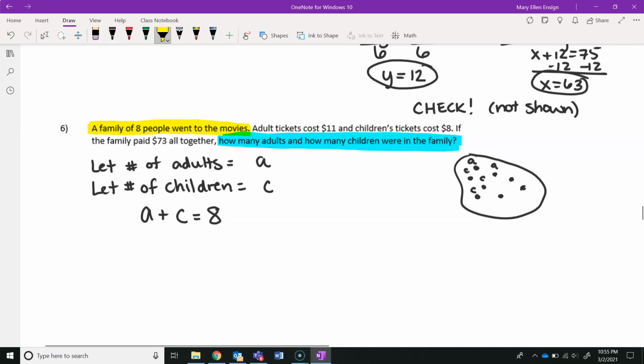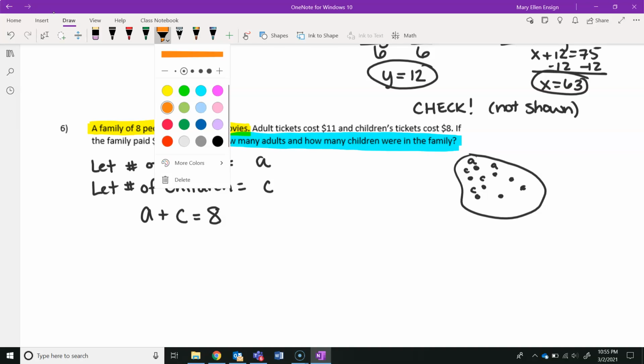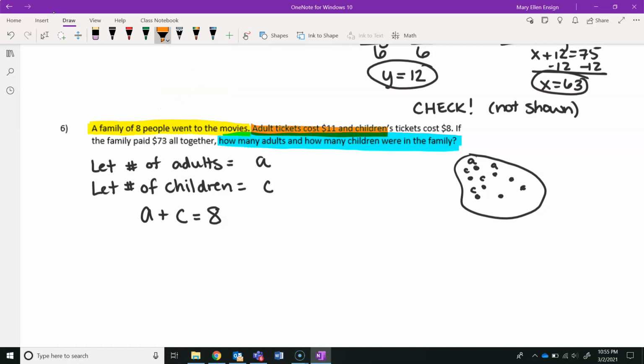Okay, now, hopefully you're already anticipating that now I'm going to look at the second sentence and the beginning of the third one. That's what I'm going to use to find my next equation. So adult tickets cost $11 and children's tickets cost $8. Okay, so adult costs $11, children's costs $8. If the family paid $73 altogether, how many adults and how many children were in the family?